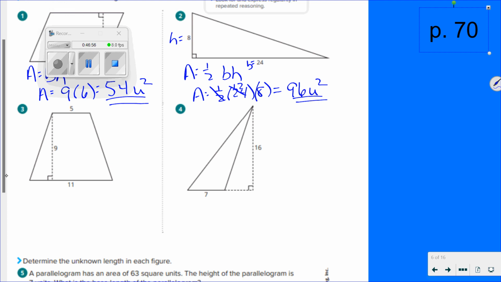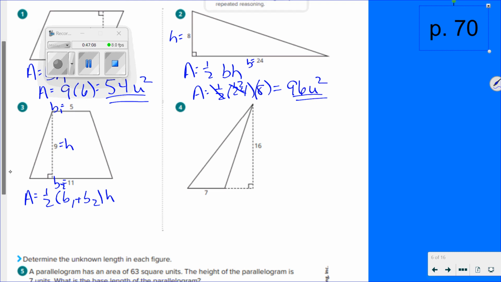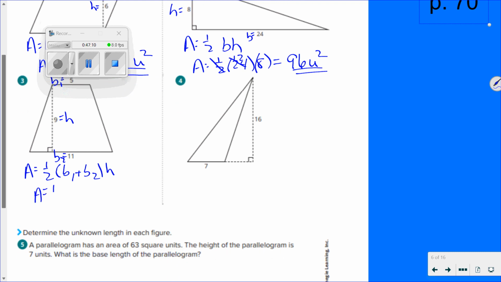Next one is a trapezoid. So my base formula, area equals 1/2 base 1 plus base 2 times my height. I have base 1 on top, base 2 on the bottom. Again, it doesn't matter as long as you recognize all your bases. So 1/2, I add 5 plus 11 times 9. I have to add first, guys, order of operations. I'm going to take half of 16 to get 8. 8 times 9 gives me 72 units squared.